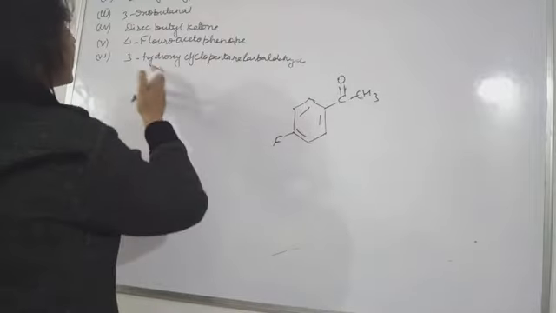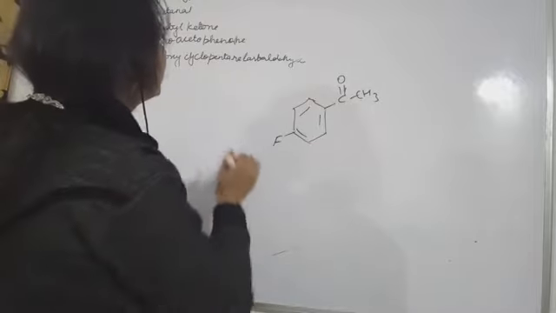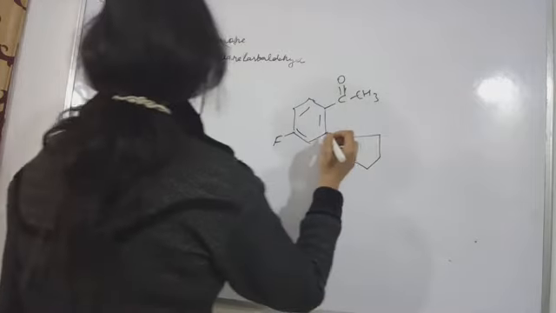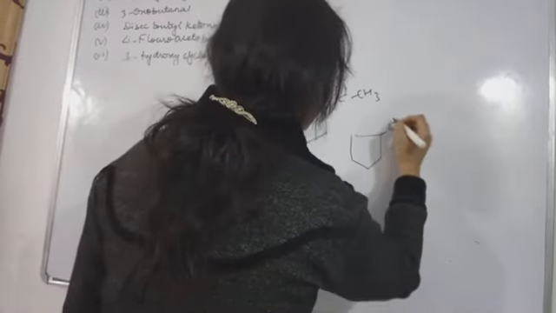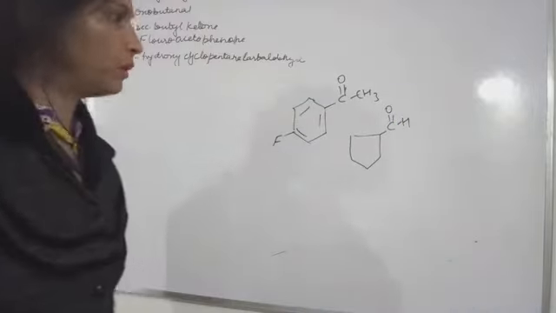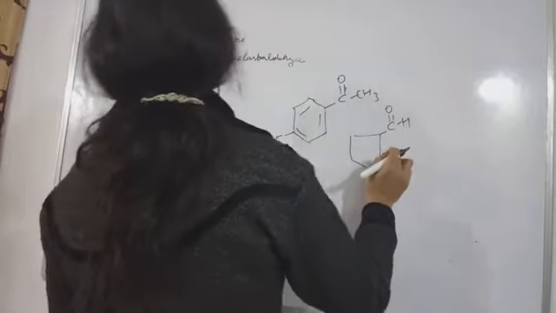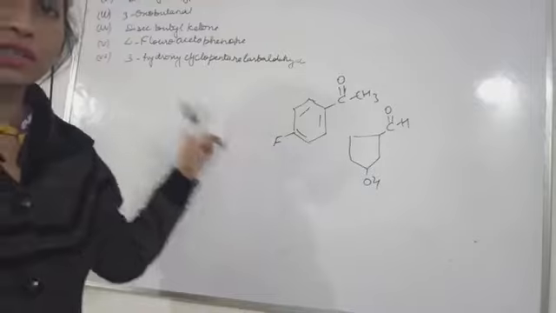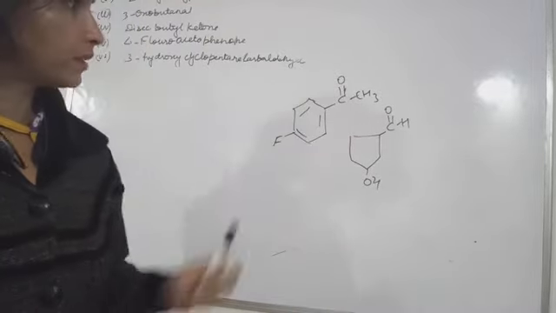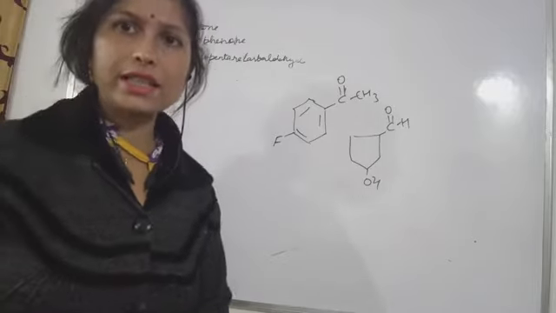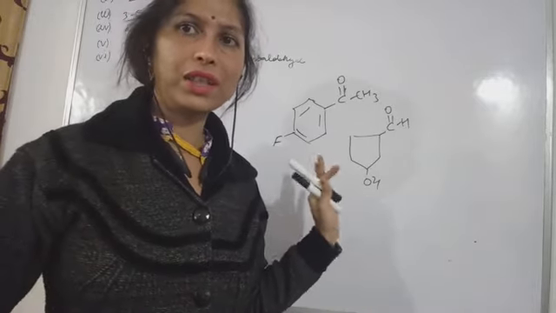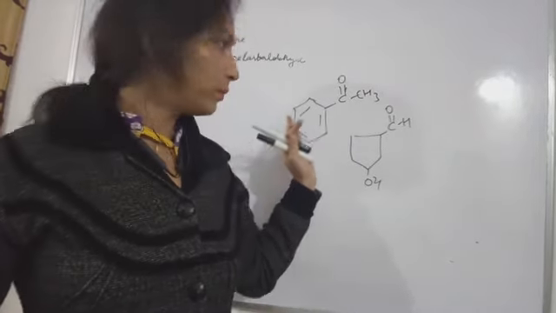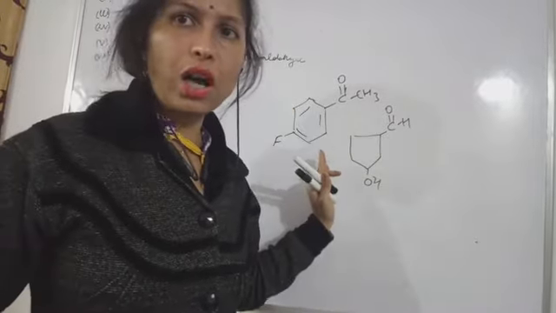Okay, now next is 3-hydroxy cyclopentane carbaldehyde. So cyclopentane carbaldehyde and 3-hydroxy. Carbaldehyde means this CHO group will be present, and 3 hydroxy. So 1, 2, 3. So this will be the structure of this compound which is given here. We have already seen how to name them, many examples we have seen. The common names also we discussed, and we also know how to draw the structures.